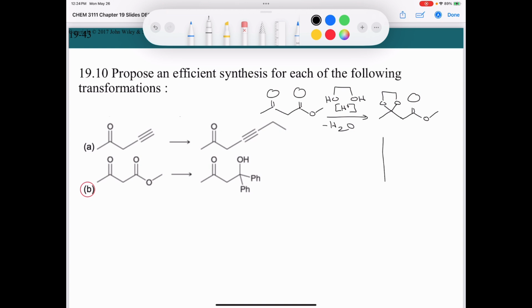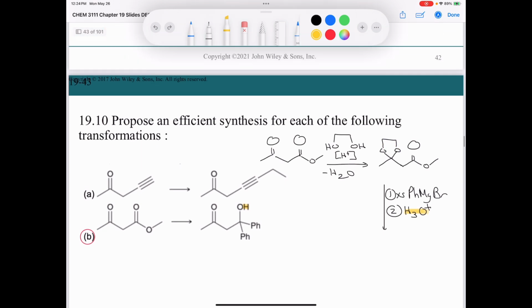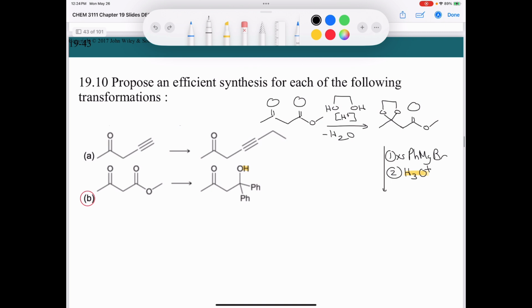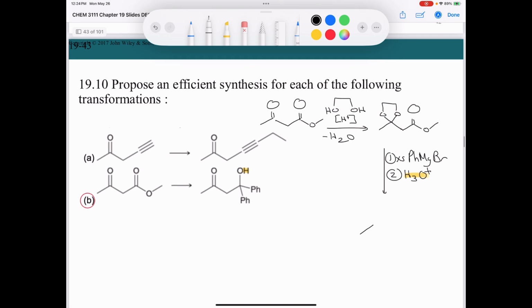So now, to make that tertiary alcohol, we're going to treat it with excess phenyl magnesium bromide, and then H3O plus. But keep in mind that the H3O plus is not only going to add this proton, but it's also going to remove the cyclic acetal at the same time. And so really, that's all we need to do, just that last step, and that's going to be the end game for the entire thing, and that's going to give us the product. So I didn't have to draw a whole lot for this one. And there you have it.